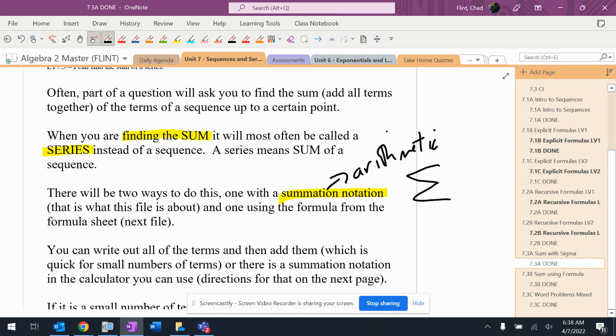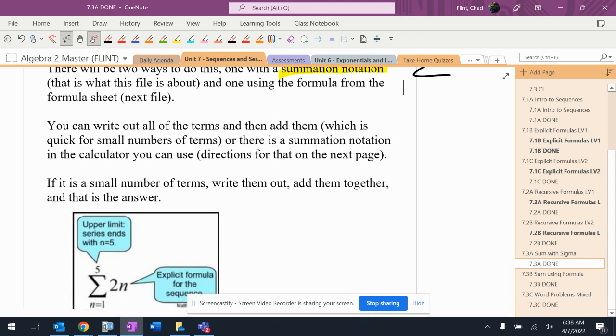The next file is going to be about using the formula, which you got those three formulas, the two explicit formulas, and then the series formula. I said that we'd use that later. Later is the next file. So what are you going to do? You're going to either write out all the terms and add them together, or use the calculator and input these values directly into the calculator.